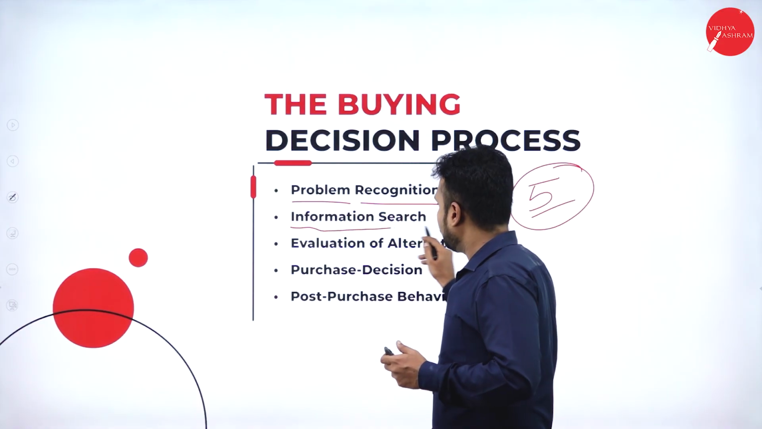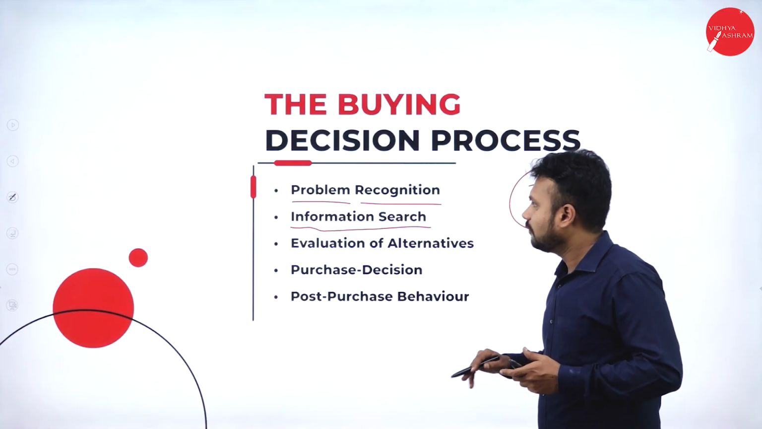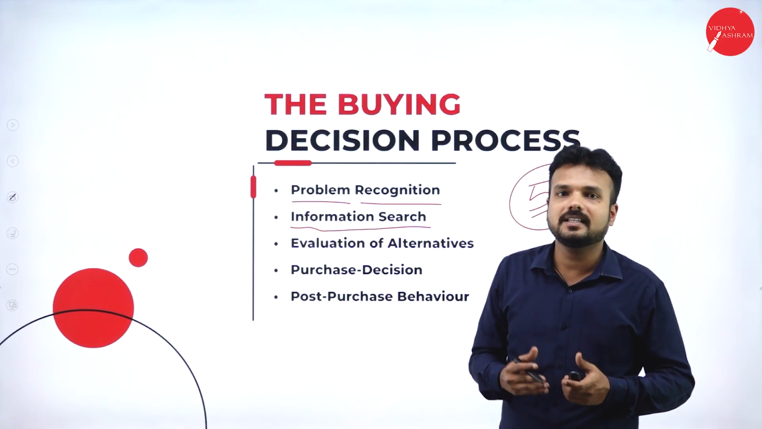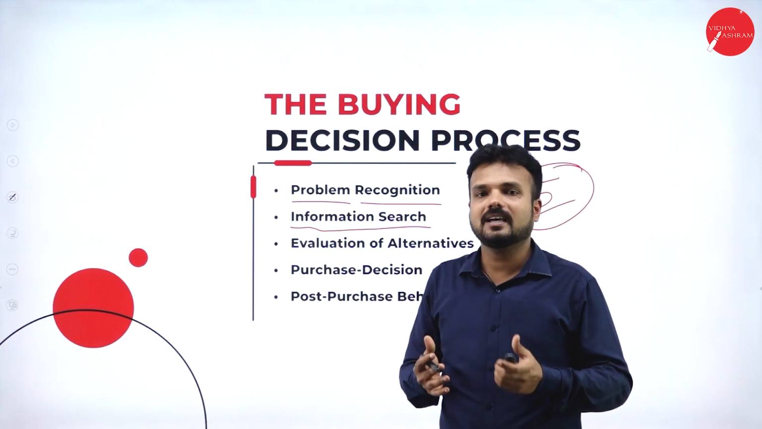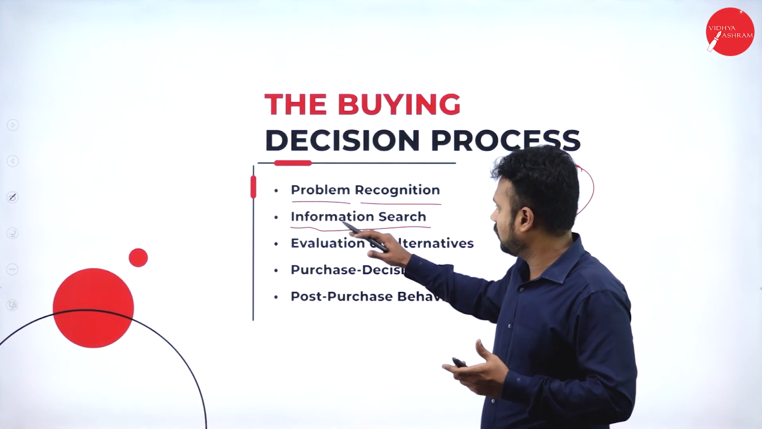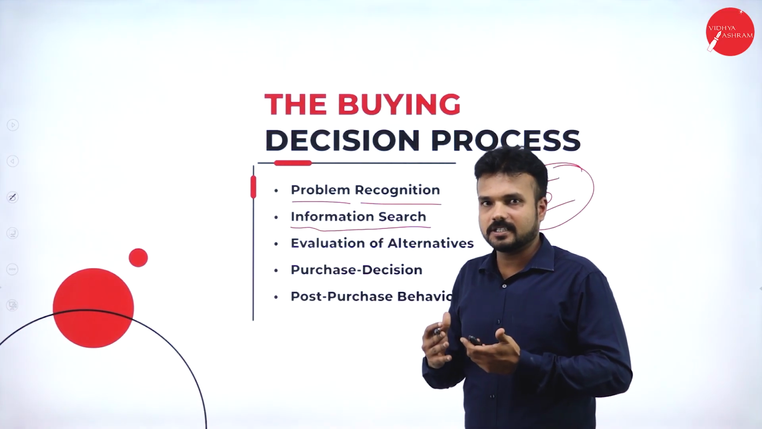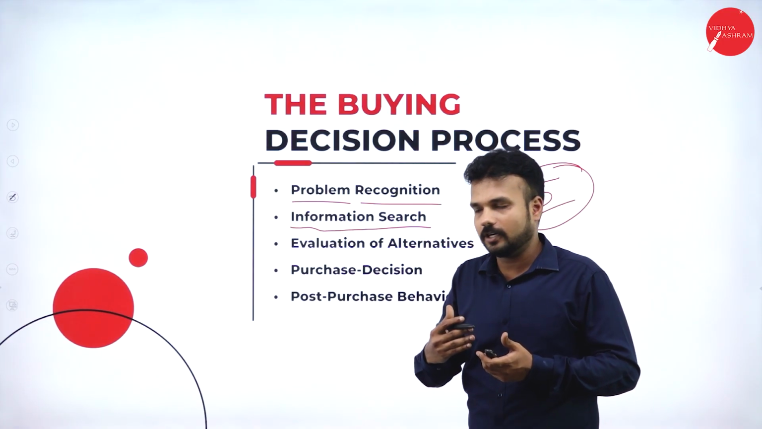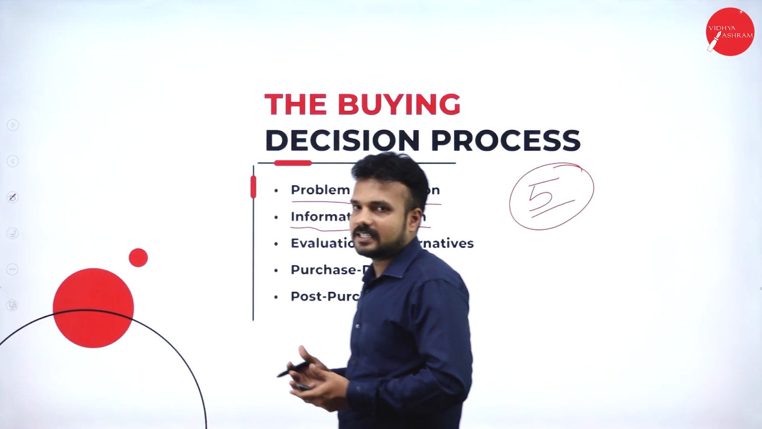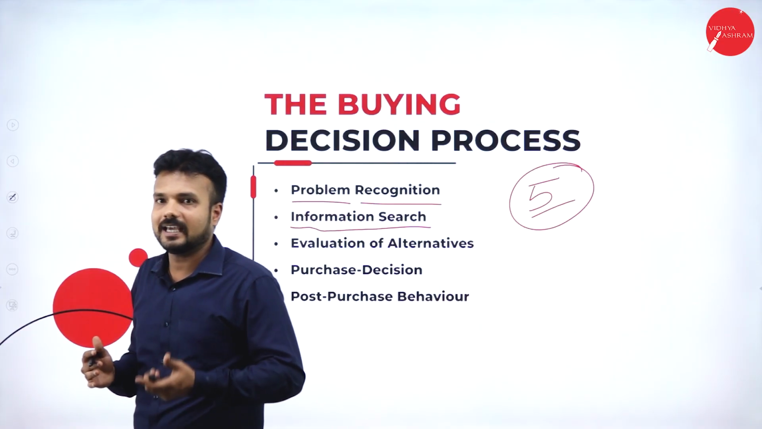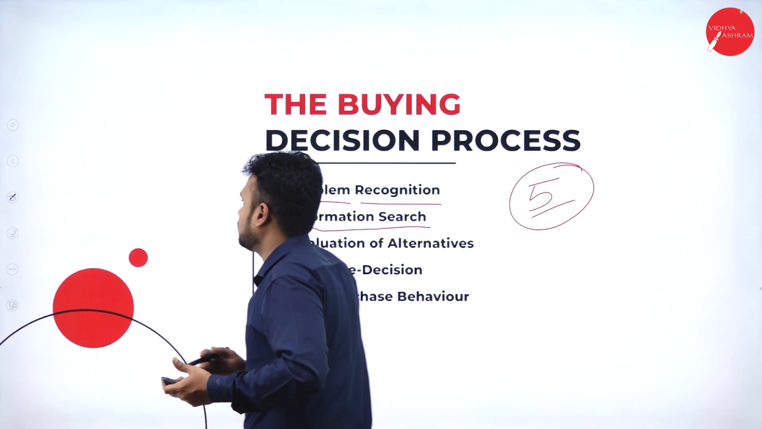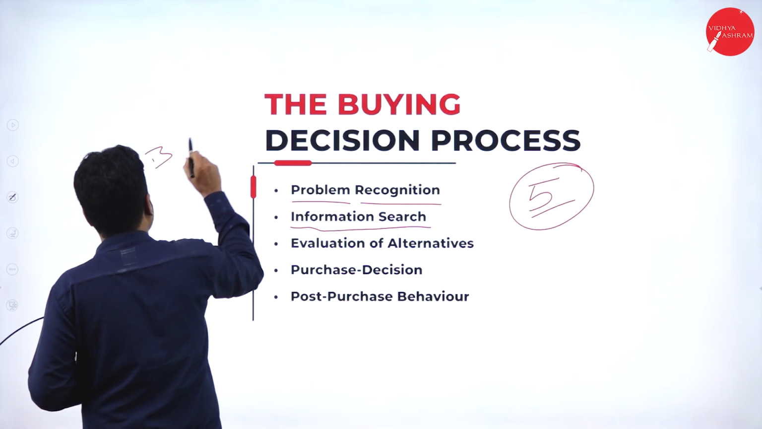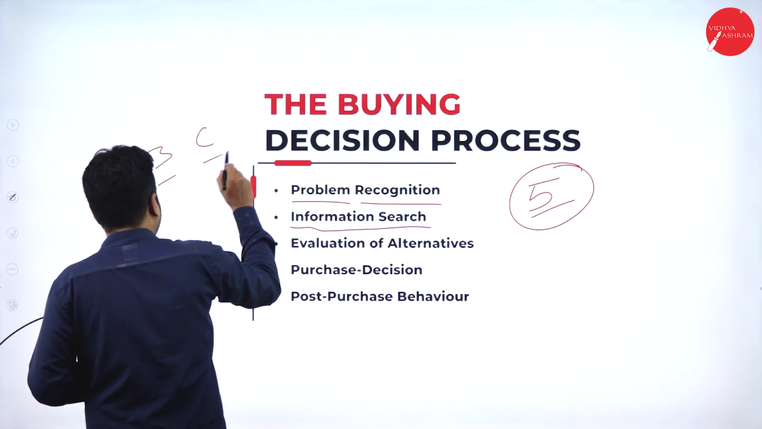Information search. When it comes to information search, as soon as I get to know that there is a problem, I am going to search for information: what is my budget and which bike variants are available as per my budget. For example, there are a number of companies available in the market. Let me consider 1,50,000 as my budget. There are 3 brands of bike available in the market which I can purchase.